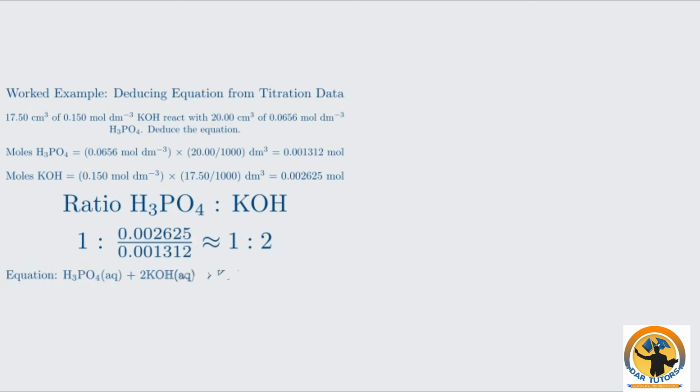This means that 1 molecule of phosphoric acid reacts with 2 molecules of potassium hydroxide. The equation is H3PO4 + 2 KOH yields K2HPO4 + 2 H2O. Notice that only 2 of the 3 acidic hydrogens were neutralized, which is possible for polyprotic acids.